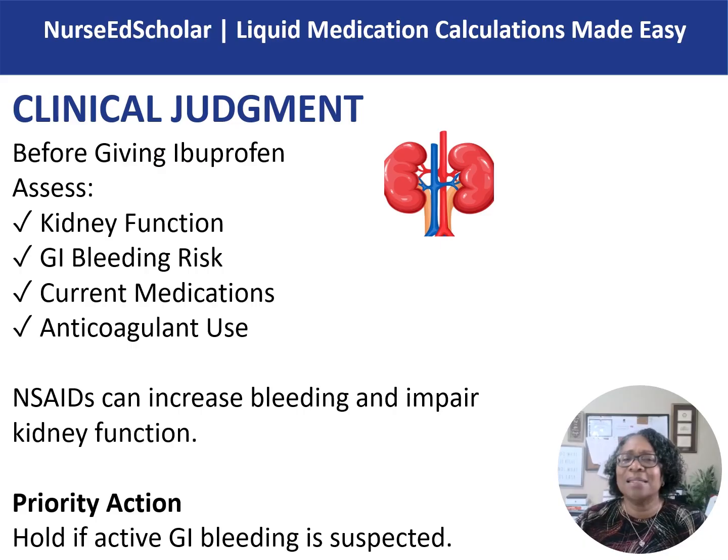So if a patient has an active GI bleed, if they have any severe renal disease or renal impairment, or they're at a high risk for bleeding, you want to hold the medicine and notify the provider. And that's why we always talk about labs, labs, labs. What's the history of your patient? And this is why you want to try to prevent any kind of injury to your patient.